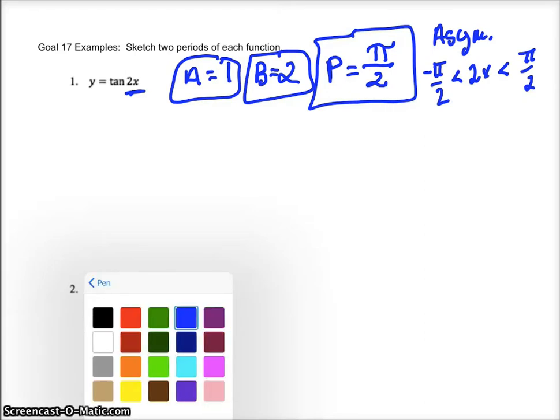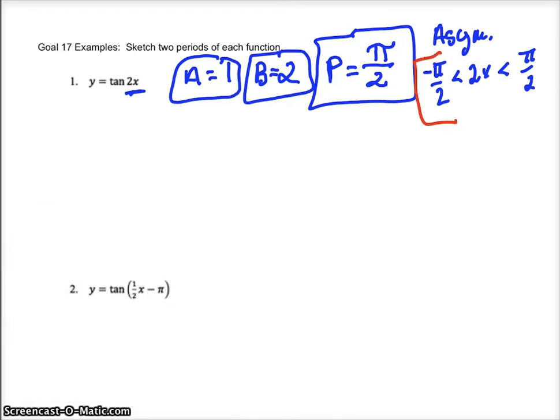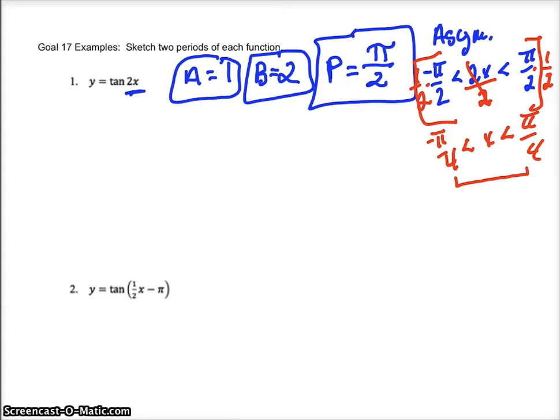So to isolate x, I'm first going to multiply the entire function by 2. Actually, I'm sorry, I'm going to divide by 2. Remember that division by 2 is equivalent to multiplying by 1/2. And now our asymptotes are at negative pi over 4 and pi over 4. The distance between negative pi over 4 and pi over 4 should match our period. Let's double check. If we subtract pi over 4 minus negative pi over 4, we get 2 pi over 4, which does indeed reduce to pi over 2.